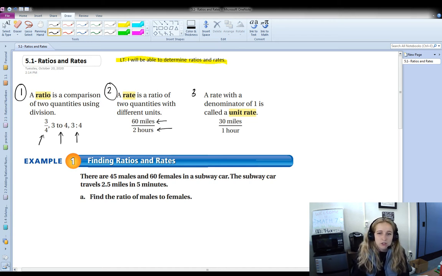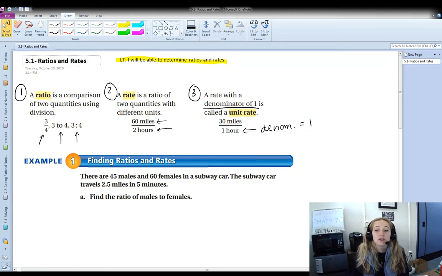Okay, and then the third definition is unit rate. A unit rate is a rate with a denominator of 1. All right, the denominator is 1. Essentially, a unit rate is pretty much the same thing as a rate, except you have to make sure that the denominator equals 1. That's the one thing you have to make sure of. So pause the video and write this down, please.